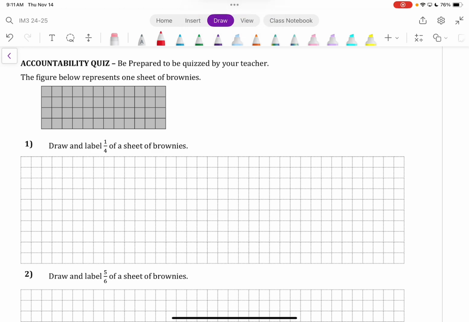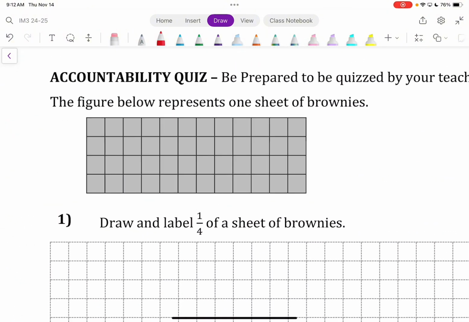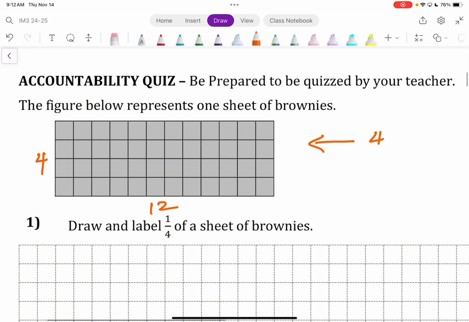So this was a little challenging at the beginning because some of you guys didn't know what to do. That's okay. Now, one of the first things you had to identify was, if this represents 1 sheet of brownies, how many individual little boxes make up a whole brownie? So I saw some of you guys count up that there were 12 boxes down below and 4 boxes on the side. So you just did like an area model or area measurement, and you figured out that there's 48 squares.